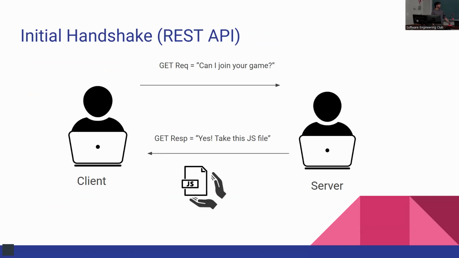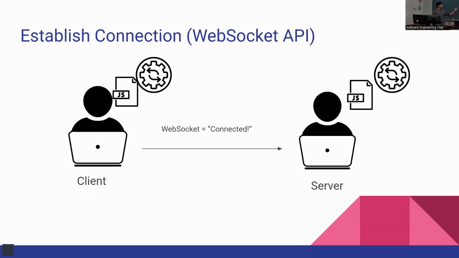So the initial handshake is step one. The client just says, can I join your game, which is the get functionality. The server says, yes, take this JS file, which is the response. Next step is that they establish the connection with the WebSocket API. So the WebSocket responds by just saying connected, and now both the client and server are connected to the same socket.